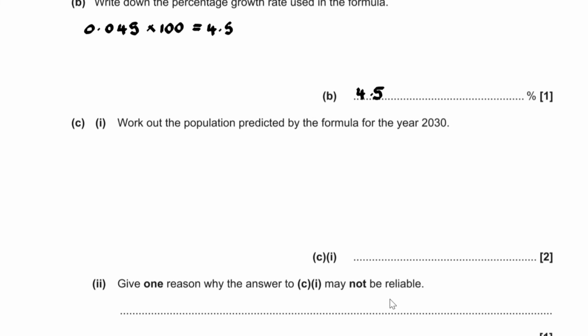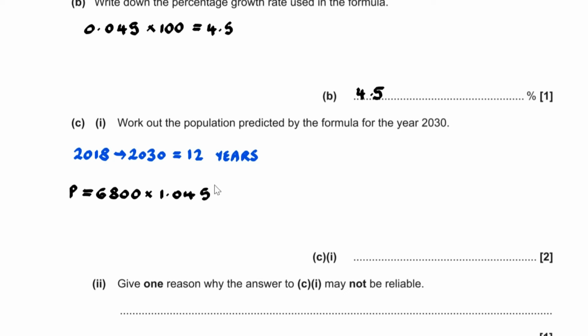And then for part C, for the first part, we have to work out the population predicted by the formula in the year 2030. Well, from 2018 to 2030, we have 12 years. So the population is equal to 6,800 times 1.045 to the 12.